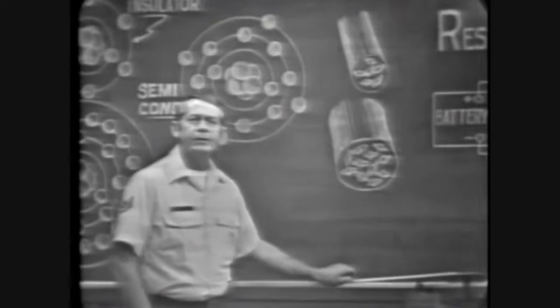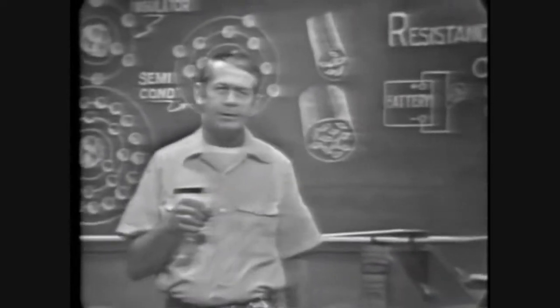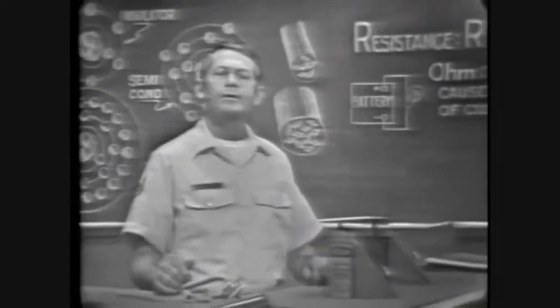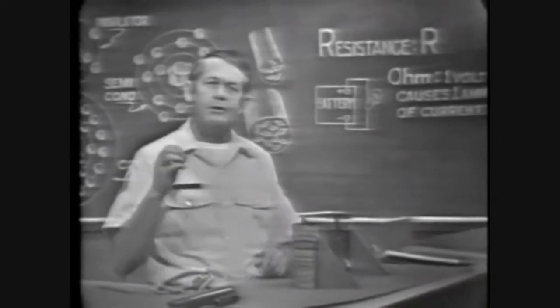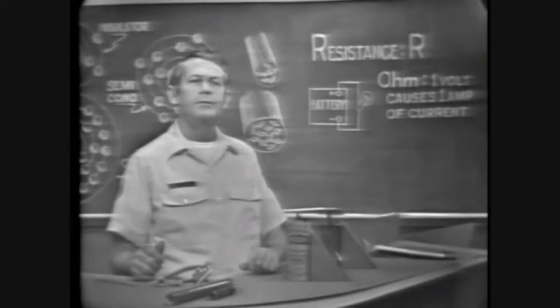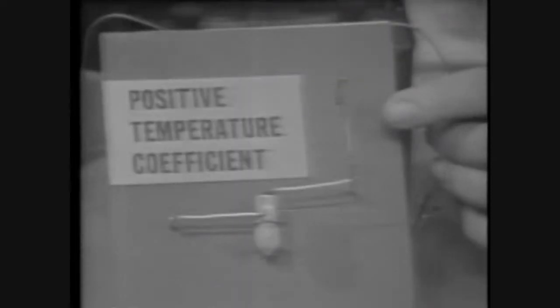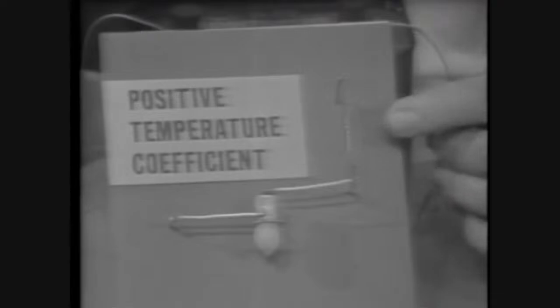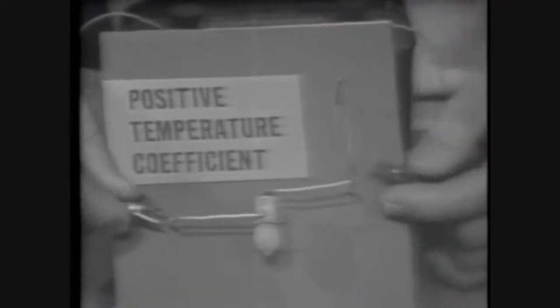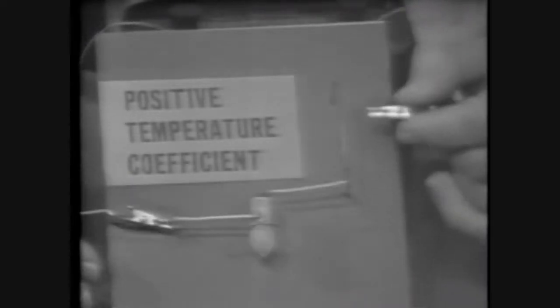Now, the third factor that determines resistance is the temperature coefficient of the material. Temperature coefficient simply means the effect that temperature has on the resistance. To show the effect of temperature, we'll use a piece of tungsten. This filament from an ordinary light bulb is made of tungsten and will do the job very well. First, let me check the bulb to make sure that everything is all right. Okay, that's just the resistance of the bulb opposing current.